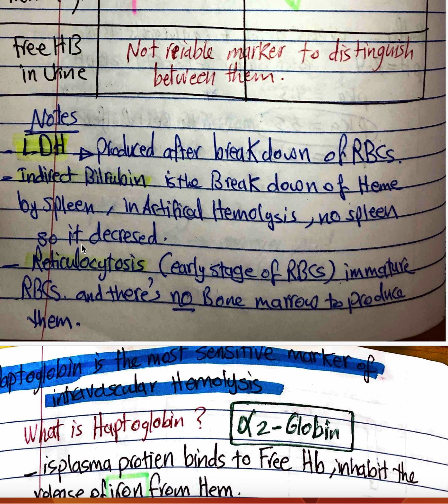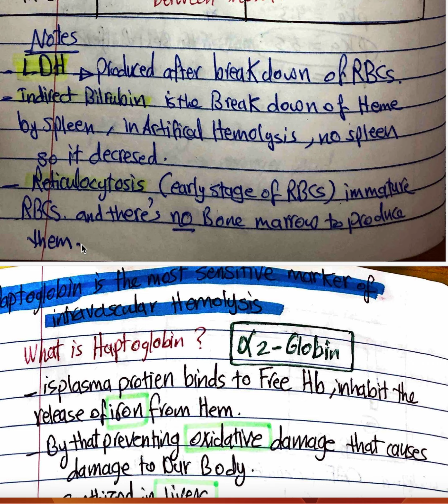Now we go to the reticulocytosis. Reticulocytes are the early stage of the RBCs. That's why I said immature RBCs. There is no bone marrow to reproduce them, so also decreased in the case of the artificial hemolysis.